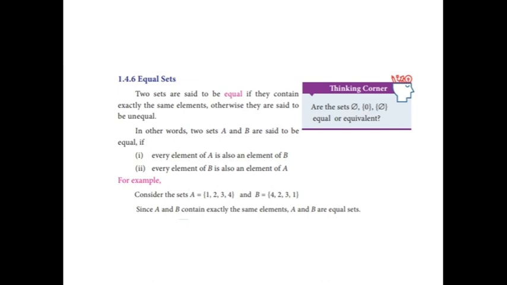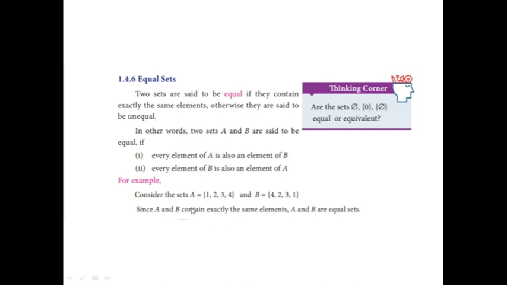And what is an equal set? Two sets are said to be equal if they contain exactly the same elements. If the two sets have exactly the same elements, not only the number of elements, the elements also should be the same, then we say they are equal sets. If the number of elements is the same, but the elements are not the same, then we can say they are unequal sets.